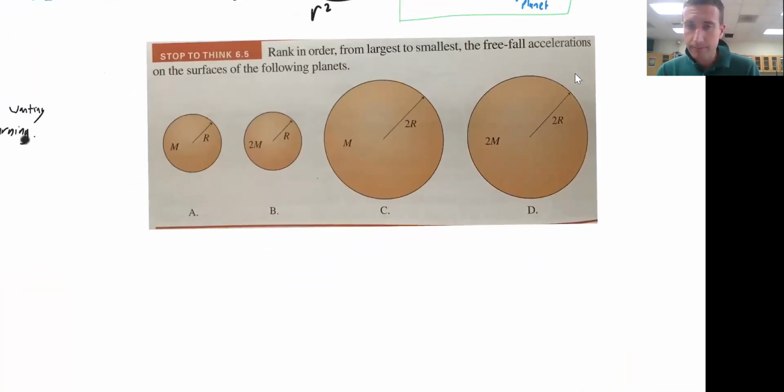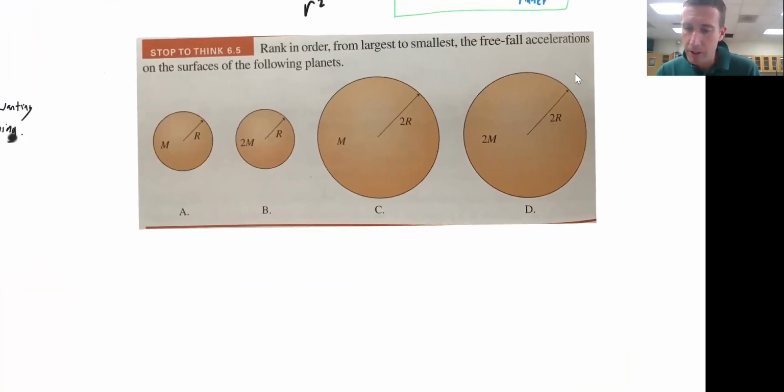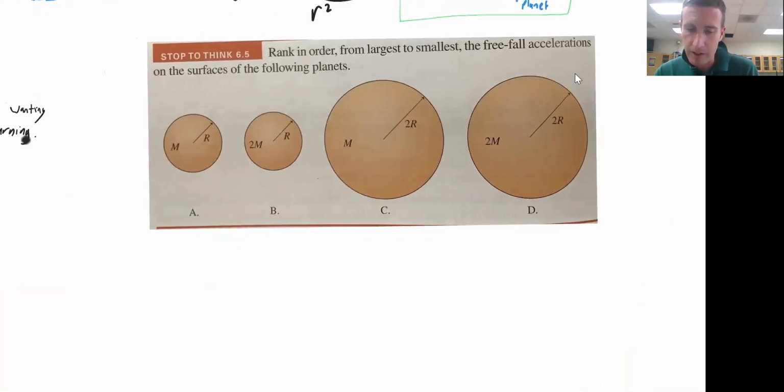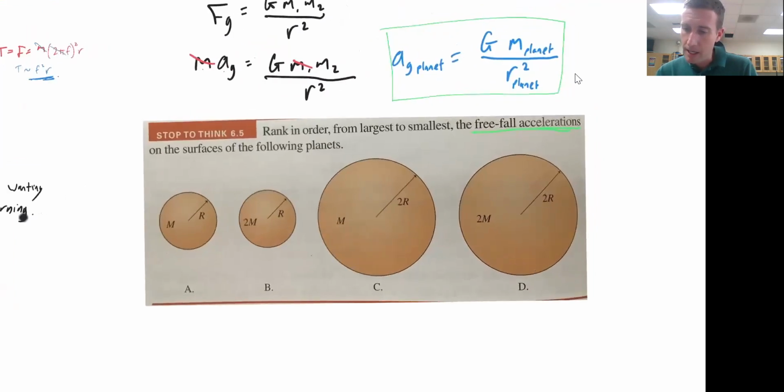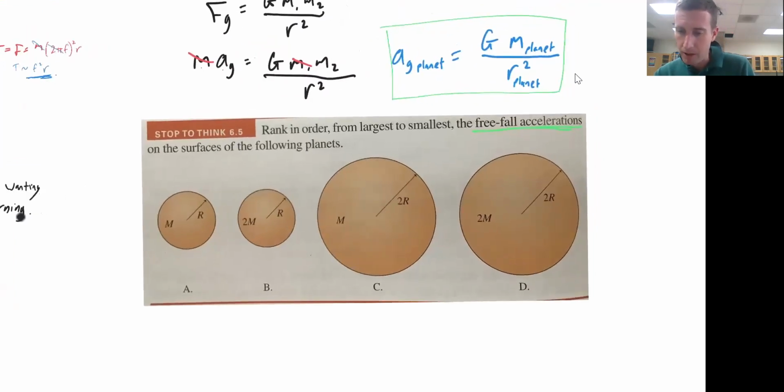Stop and think. Rank in order from largest to smallest the free fall accelerations on the surfaces of the following planets. Okay, free fall accelerations, that means acceleration due to gravity. We're looking at factors that will matter: the gravitational constant, but that's a constant, the mass of the planet, and the radius of the planet. And which one matters more? The radius matters more because it's squared. So I'm just going to write down here, acceleration is proportional to the mass over the radius squared.